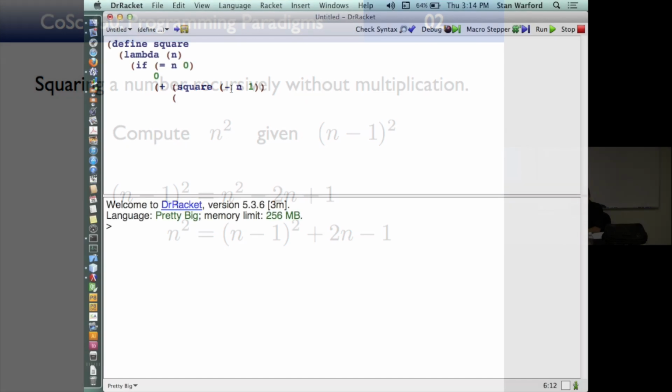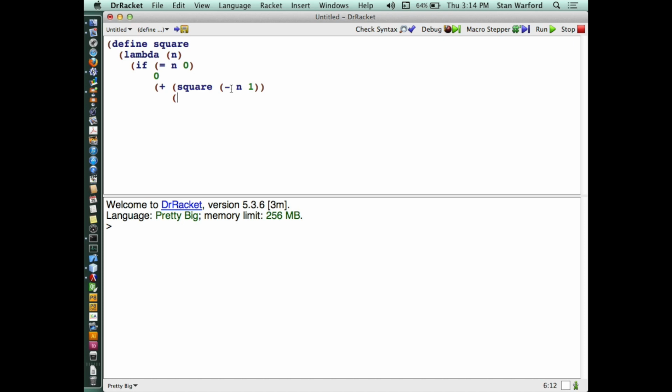Okay, so let's go back to here. So this is going to be minus, and then now we do the addition. Parentheses what? Plus n parentheses and what? 1. Is that right? Close it out. I think so. Let's run. Well, didn't have any syntax errors there.